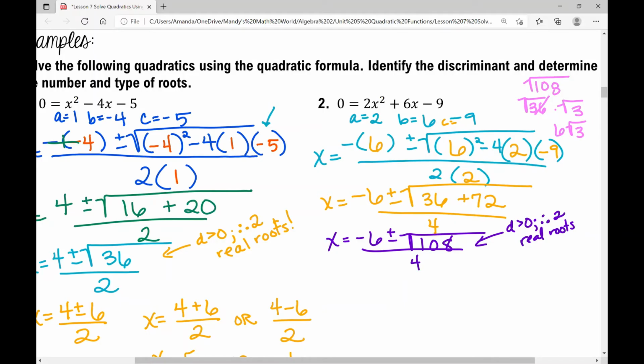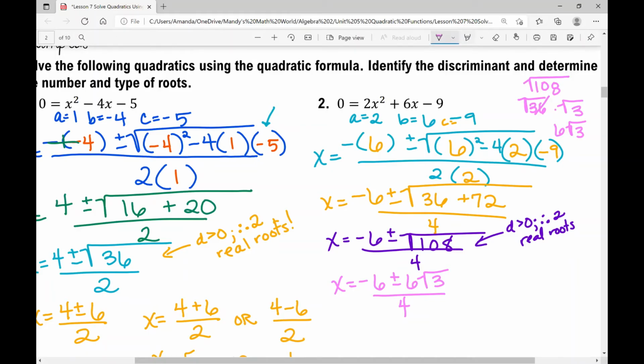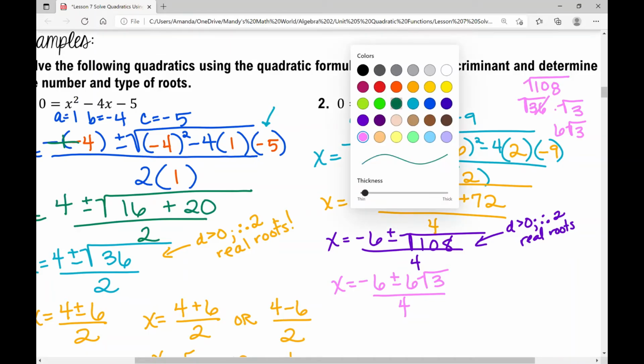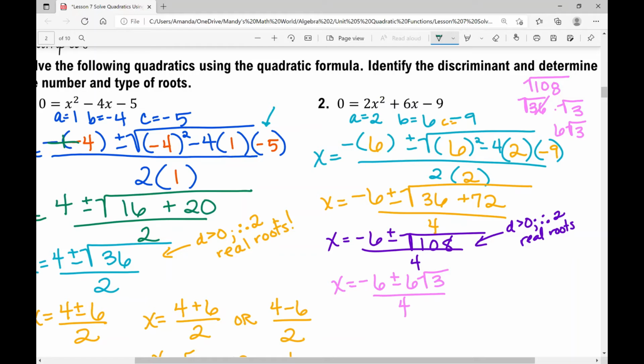So I'm going to rewrite that radical portion as x equals negative 6 plus or minus 6 square roots of 3 divided by 4. What we're going to do now is simplify this expression. So again, I've told you in previous videos to treat your radicals like they're variables.